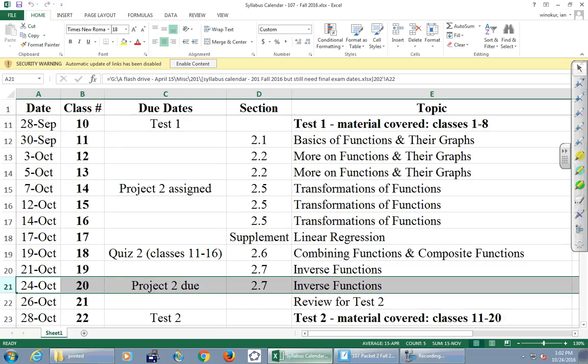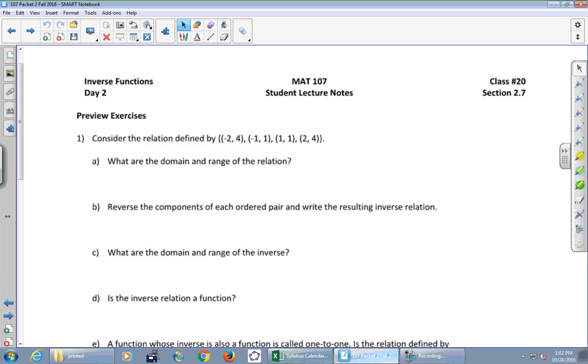Today is our second day on inverse functions. Next class is the review for test number 2, and our second test is coming up on Friday. Questions on anything in the calendar? Okay, so let's jump in here.